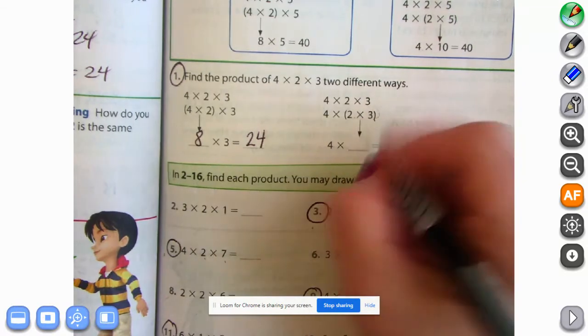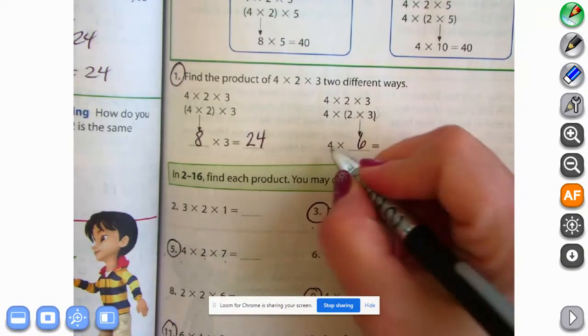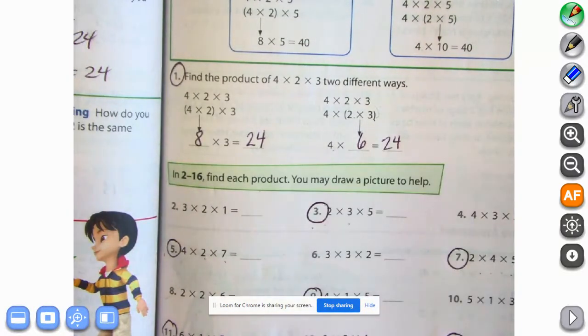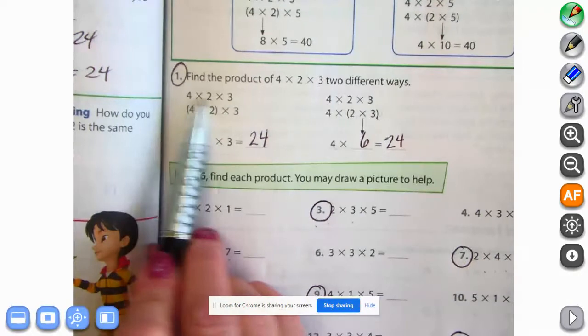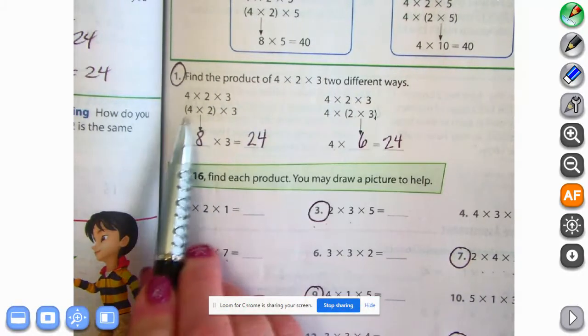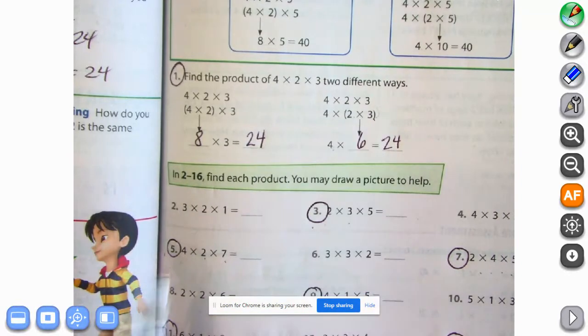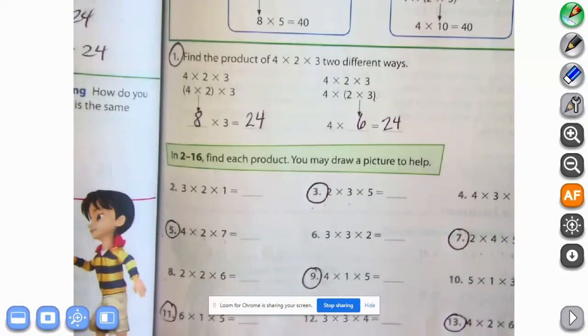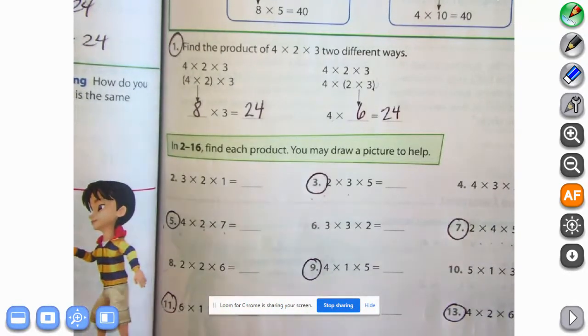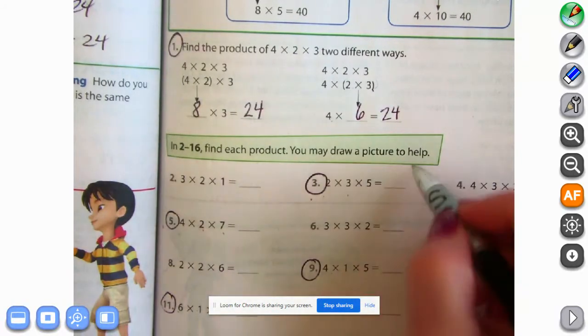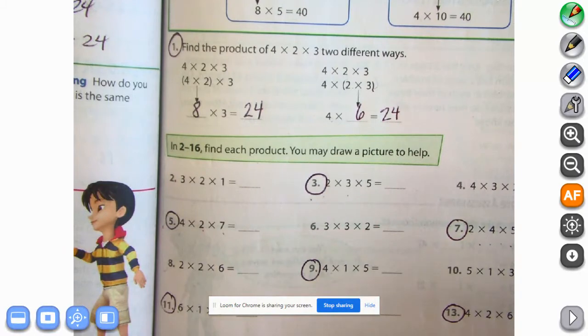Another way to do the same problem is we put the parentheses over the last two numbers. 2 times 3 is 6. 4 times 6 is 24. Okay, they kept the same numbers in both problems. We just solved one part of them differently on each problem, but we came up with the same product. All right, number 3. It says find each product. You may draw a picture to help. So we can mix it up depending on which way you did it.